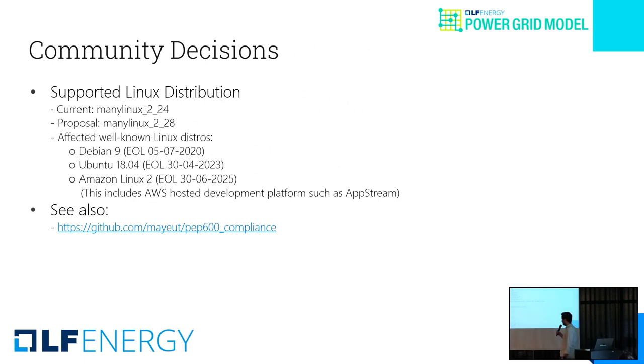Community decisions. For the people that have attended this meetup before, this is a familiar slide. Because we ask it every time, and well, we haven't dropped manylinux 2.24 yet. But we're asking it again. So currently we support manylinux 2.24 and we want to go to 2.28. And there are some users affected. So that's mainly Debian 9, Ubuntu 18.04 and Amazon Linux 2. So it's good to mention that includes AWS hosted development platforms such as AppStream. And we want to drop it. So I'll come to that in a bit, because we're going to ask you if we can.